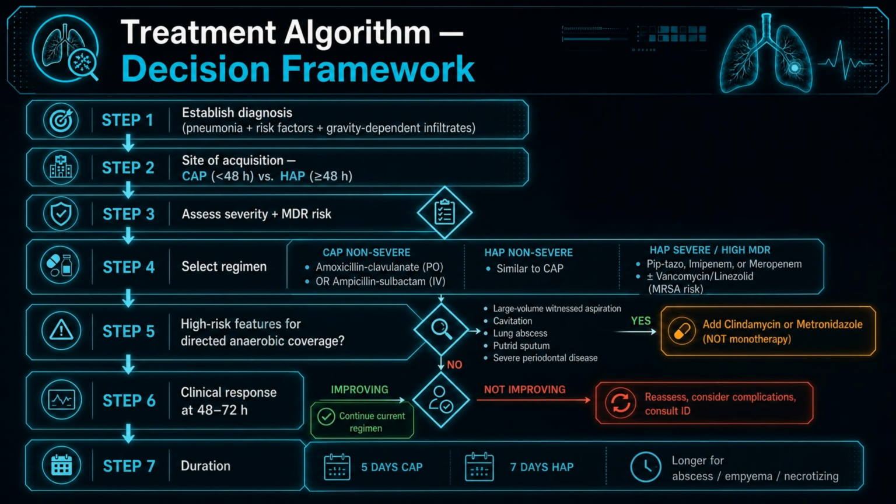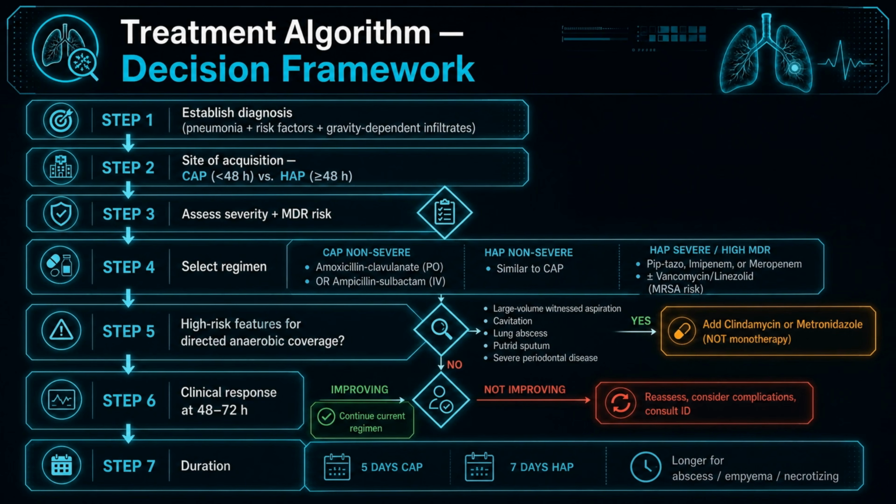Step 3. Assess the severity of illness and the risk for multi-drug-resistant organisms based on prior antibiotics, prolonged hospitalization, or intensive care unit admission. Step 4. Select your regimen. For non-severe community or hospital-acquired cases, use amoxicillin clavulanate or ampicillin sulbactam. For severe hospital-acquired cases or high multi-drug-resistant risk, use piperacillin tazobactam, imipenem, or meropenem, adding vancomycin or linezolid if MRSA is a concern.